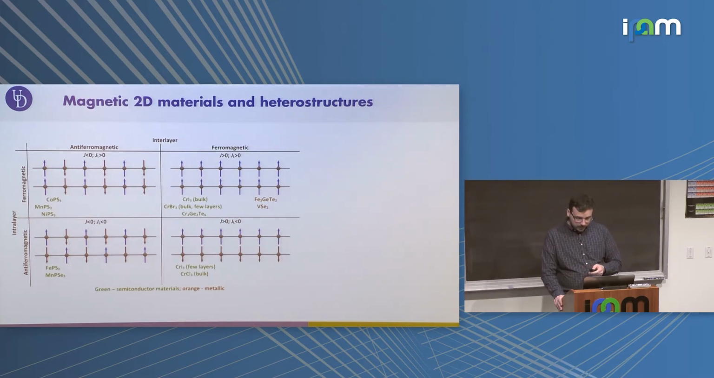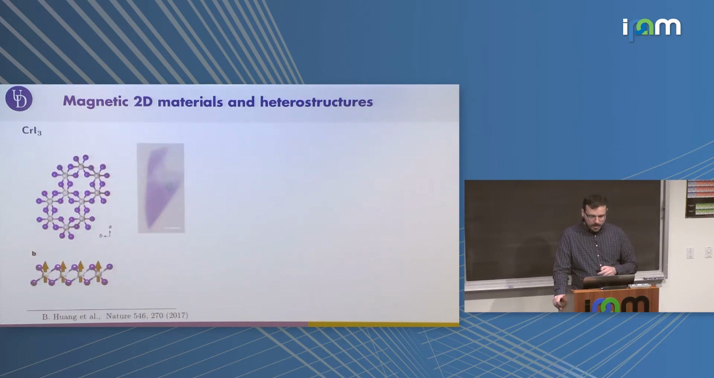Now we're going to look at one specific material, CrI3, which looks something like this. The lattice consists of chromium atoms, the white spheres, surrounded by iodine atoms, the violet spheres. In a single layer, as I already said, the material has a strong perpendicular magnetic anisotropy, so the magnetic moments either point up or down.